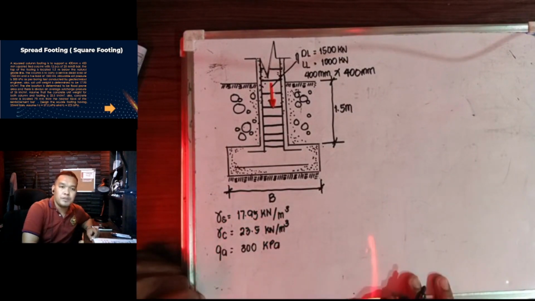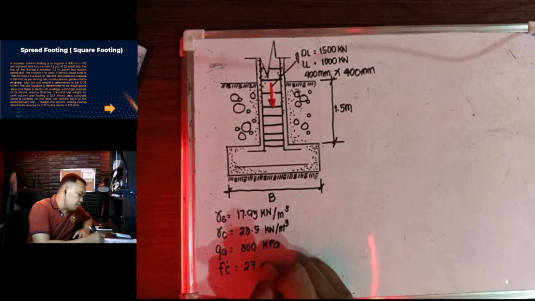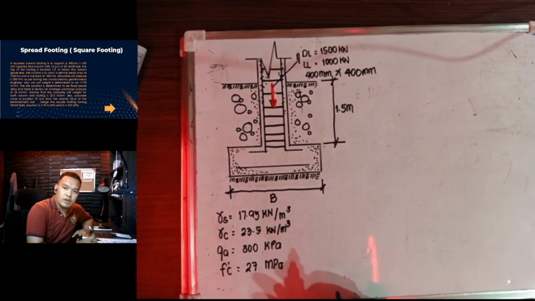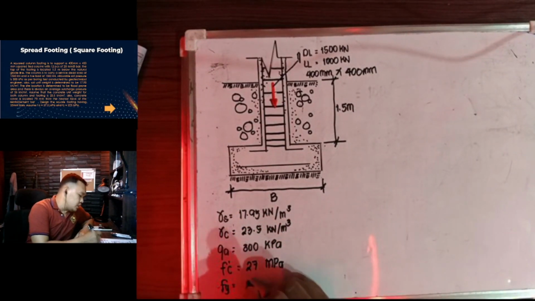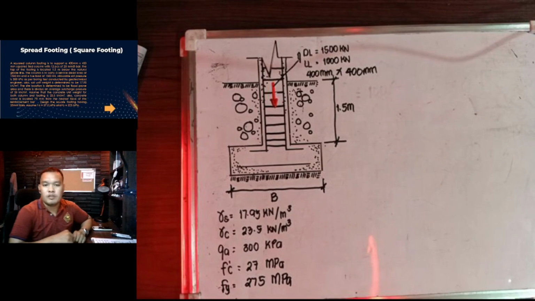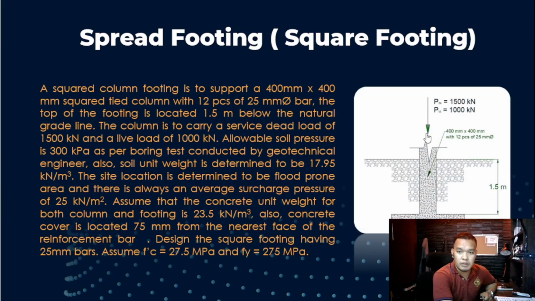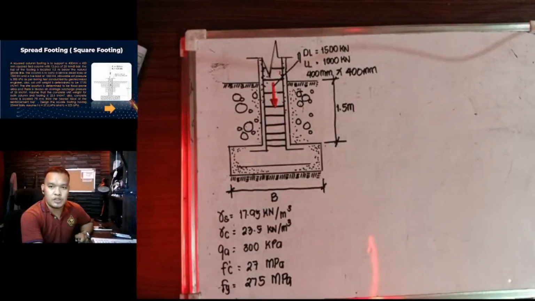What other givens do we have? We have also f'c and fy. f'c is 27 MPa, and fy is 275 MPa. So actually there is a figure, but usually when I give exams, I do not include a figure. I want my students to draw their own figure. So, back to this.